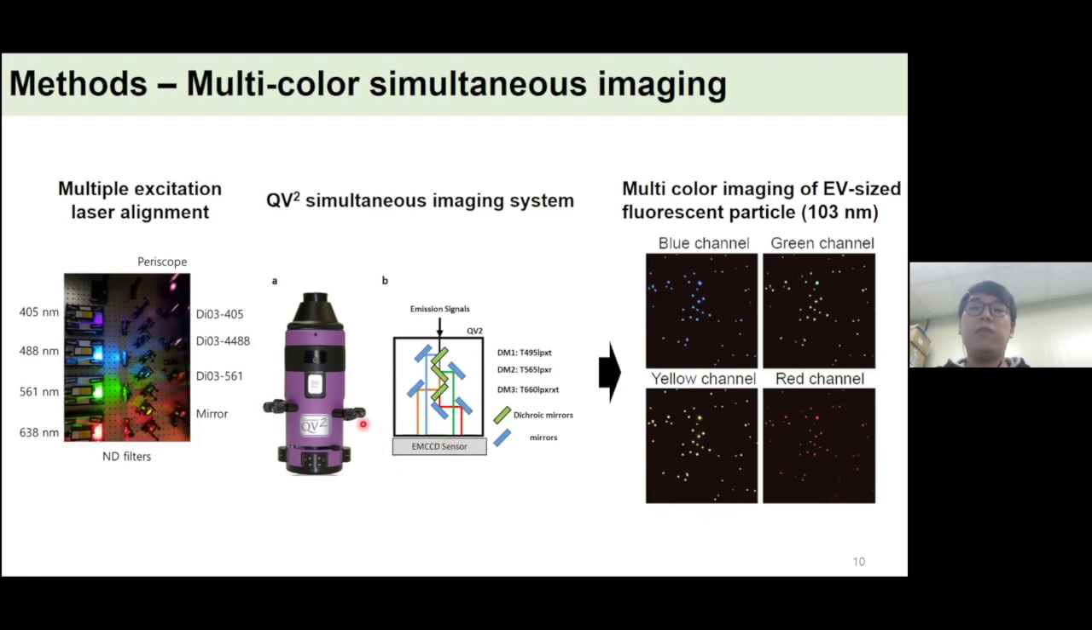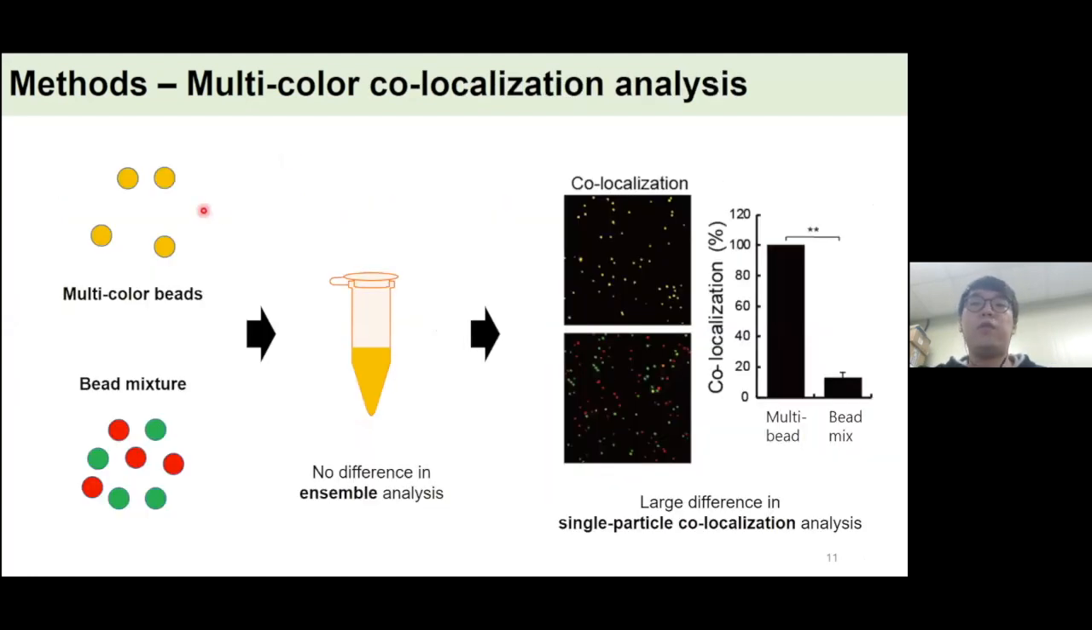So after the whole microscopy system was established, the multicolor imaging capability of the system was tested using EV-sized multifluorescent nanoparticles. The results showed that all 4 fluorescent signals from the EV-sized nanoparticles were successfully observed as well-isolated individual spots in our system. Before moving on to the experiment using real EV samples, we performed an additional demonstration of co-localization analysis using 2 different EV-sized bead samples.